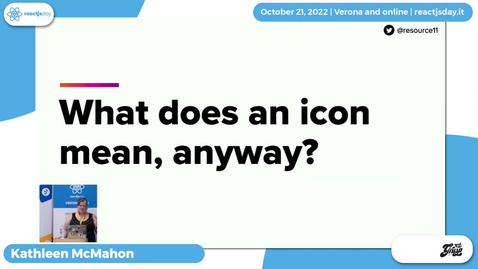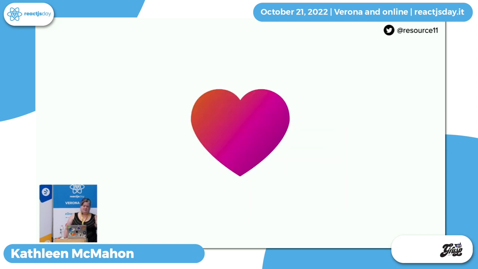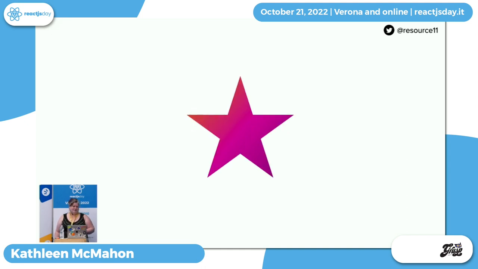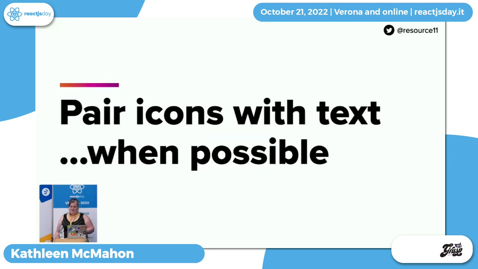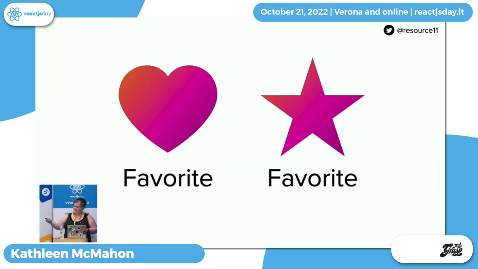But what does an icon mean anyway? For example, you could see this heart symbol, and it could mean favorite. So could this. But if you pair it with text, they both could mean favorite. If you put the label with it, it makes clear context. But of course, it depends on what your designer tells you to do, and then there's buy-in from product and all that other stuff. So I get it, but it's my recommendation: please try to get the label in there.